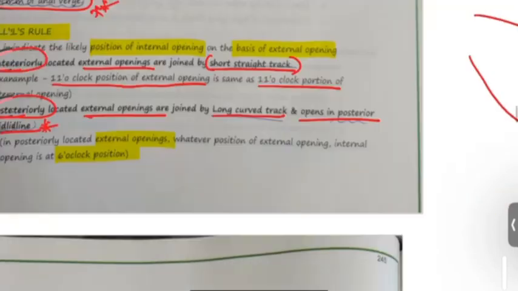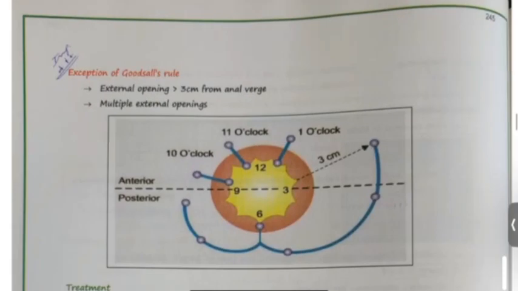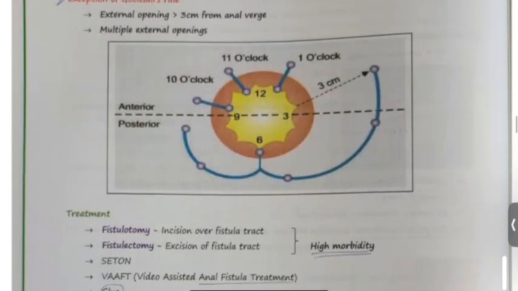So this is what Goodsall's rule says. But there are two exceptions. One, if the external anal opening is situated more than 3 cm from the anal verge, in that case we can't apply this rule. And if there are multiple external openings, that is, more than one fistula or a complex fistula, this rule cannot be applied. Again, if the external anal opening is posterior, it will be in the posterior region only. If it is anterior, there will be a straight track.